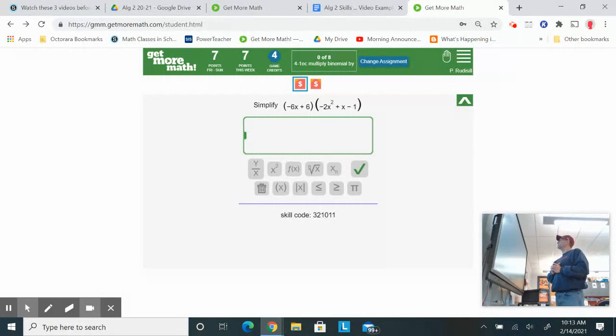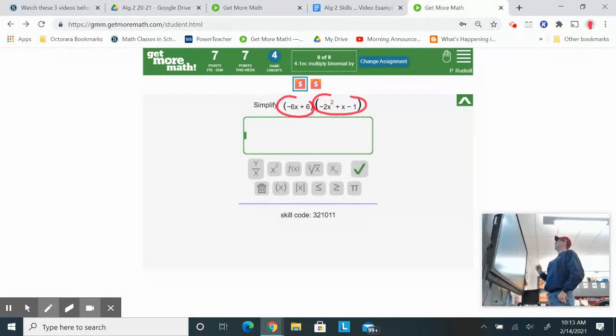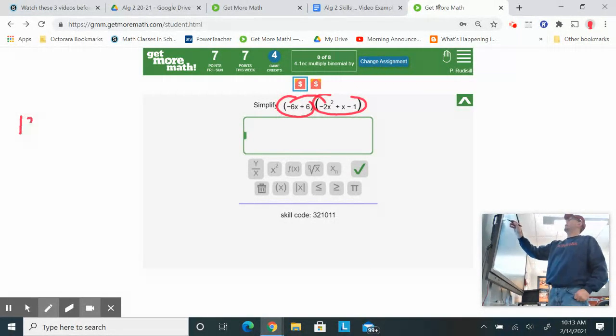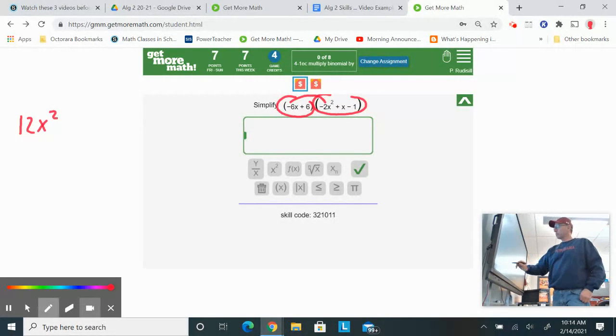So here we go. Our problem, we have a binomial times a trinomial. So I have negative 6x times negative 2x squared, which ends up being a positive 12x squared. So instead of recopying the problem on paper, you could do that. I'm just going to multiply the first term of the binomial times the first term of the trinomial. Now I'm going to take, I should use a different color, so I did this times this.